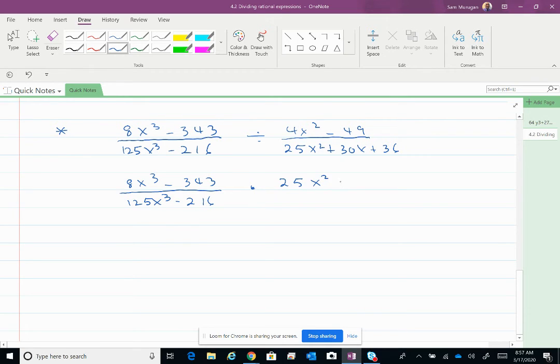25x squared plus 30x plus 36 over 4x squared minus 49. Now observe that we have a difference of cubes here on the numerator because we have to factor this. This is 2x cubed, and 343 is 7 cubed. On the denominator, we also have a difference of cubes. This is 5x cubed, minus 216 is 6 cubed.